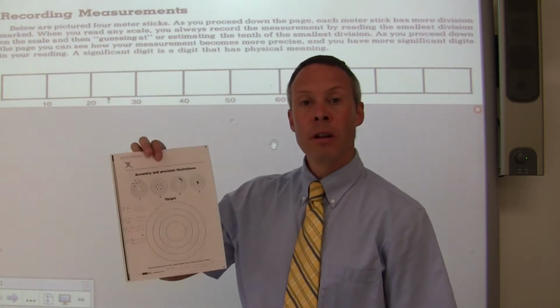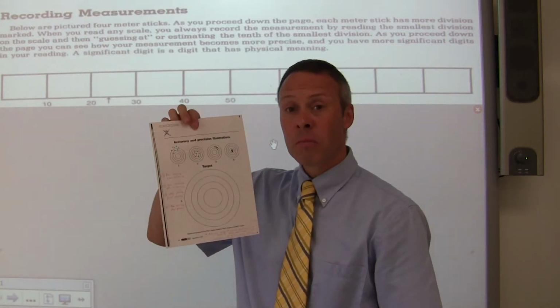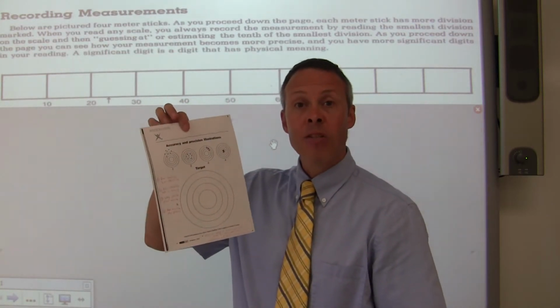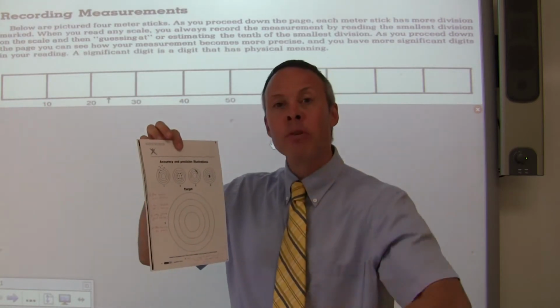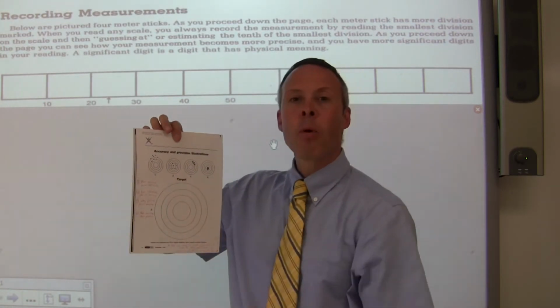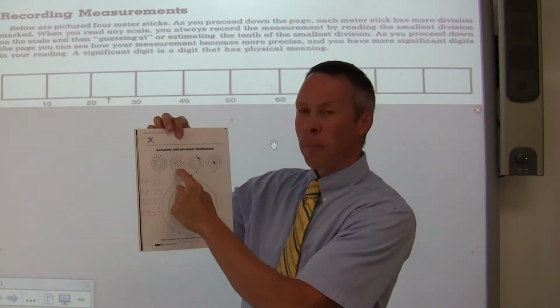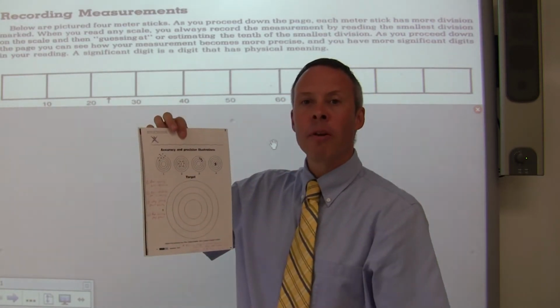Look at number 2. They're around the bullseye, so they're somewhat accurate. I mean, their accuracy is pretty good or okay. However, they don't keep hitting the same spot. They don't keep reproducing the same value, so they have poor precision. So number 2, poor precision, but okay or pretty good accuracy.